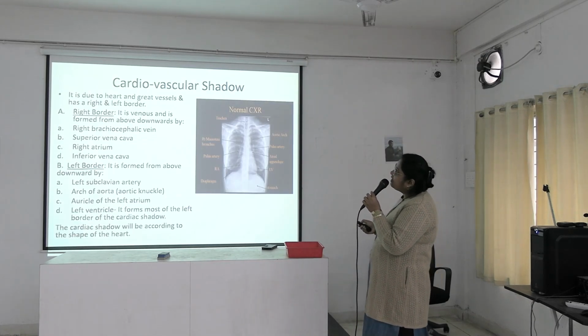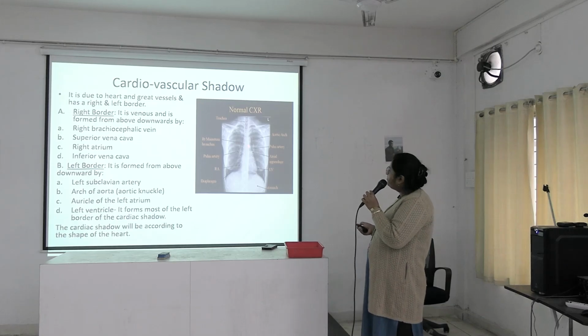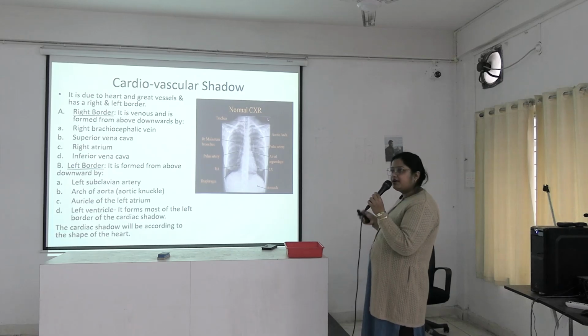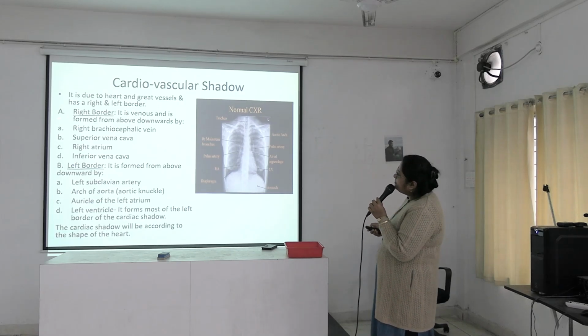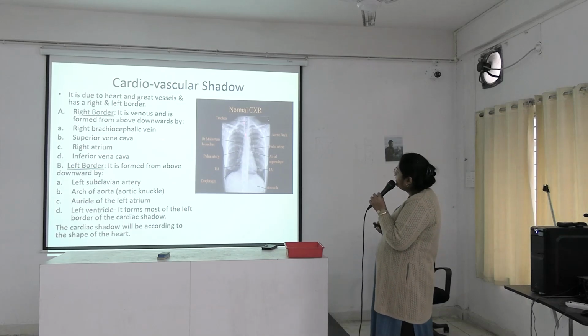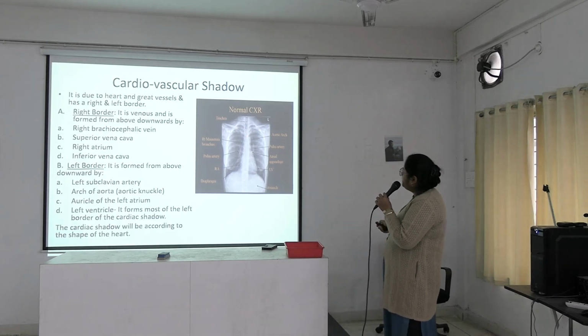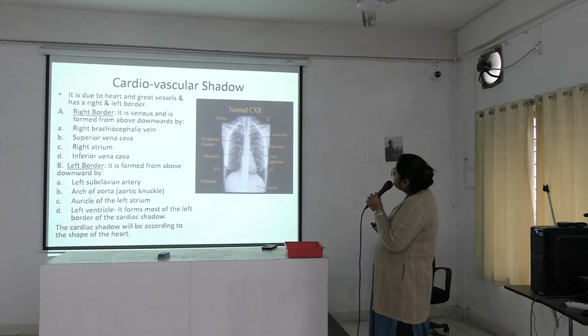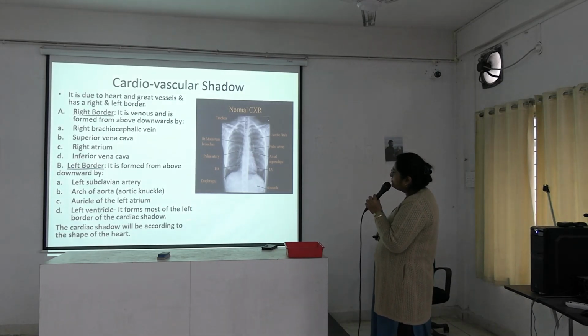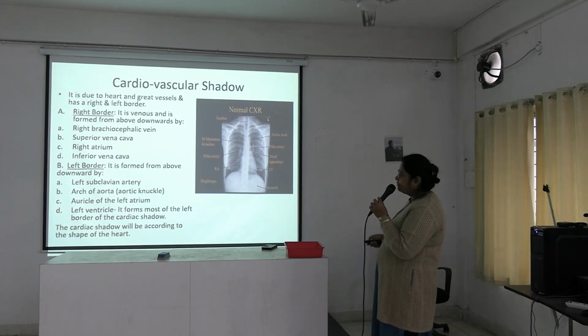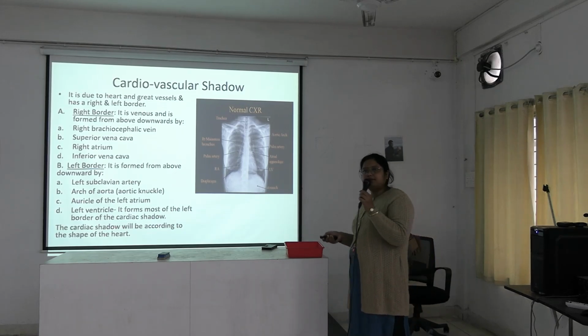Cardiovascular markings are due to the heart and great vessels, which have a right and left border. These are the two borders of the heart. The right border is the venous border, formed from above downwards by the right brachiocephalic vein, then superior vena cava, then right atrium, inferior vena cava. The left border is formed from above downward by the left subclavian artery, arch of aorta or aortic knuckle, auricle of the left atrium, and the left ventricle. It forms most of the left border of the cardiac shadow, and the cardiac shadow will be according to the shape of the heart.